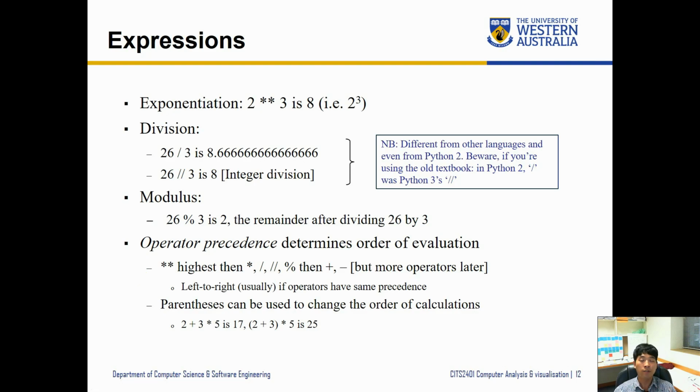But out of the operators, the exponent, and then we have multiplication, division, integer division, and modulus, all grouped together, and then the plus and minus. We have some other operators, but we'll cover them as we go along. If they have the same precedence, then you will execute them left to right. So here, you use the parentheses, the brackets, to give higher precedence to some operators that have lower precedence than the others.